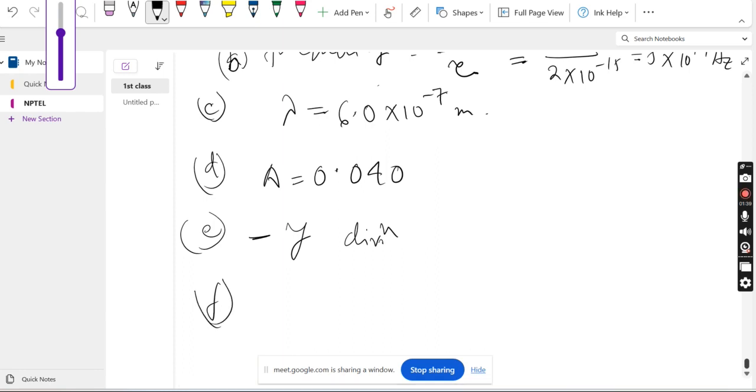And the final one is speed. Speed v is equal to lambda times frequency.